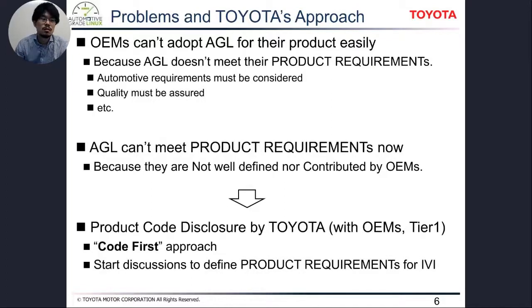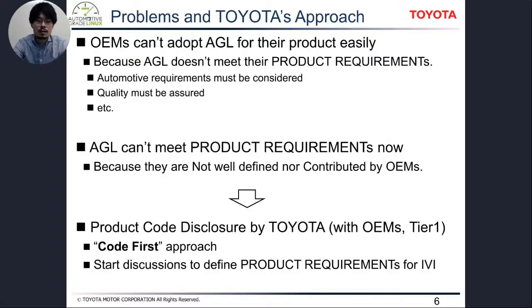From Toyota's point of view, OEMs cannot use AGL for their products easily. The main reason is because current AGL doesn't meet OEMs' product requirements, such as automotive-specific requirements or quality of code, and so on. On the other hand, AGL cannot meet such product requirements because they are not well defined nor contributed by OEMs. So to break this situation, we think the contribution of product requirements from the OEM side or Tier 1 side is necessary.